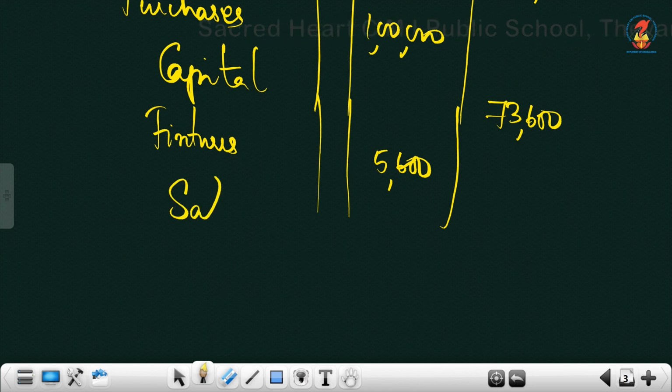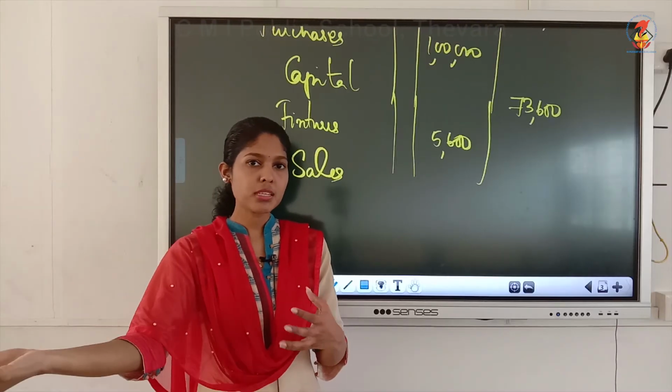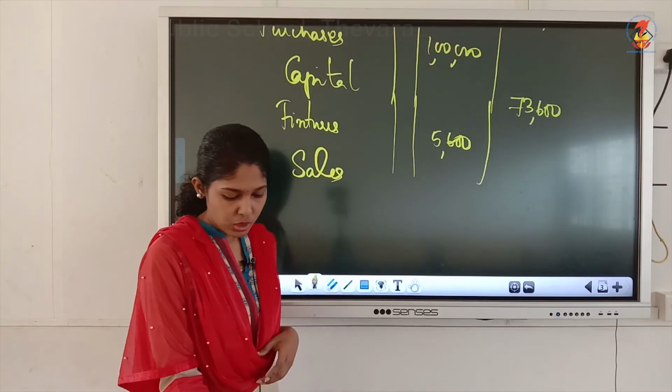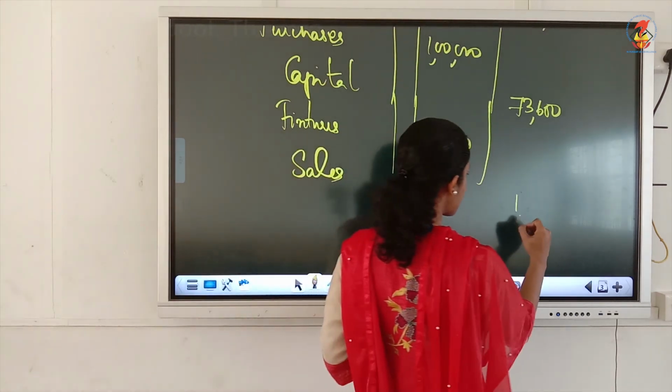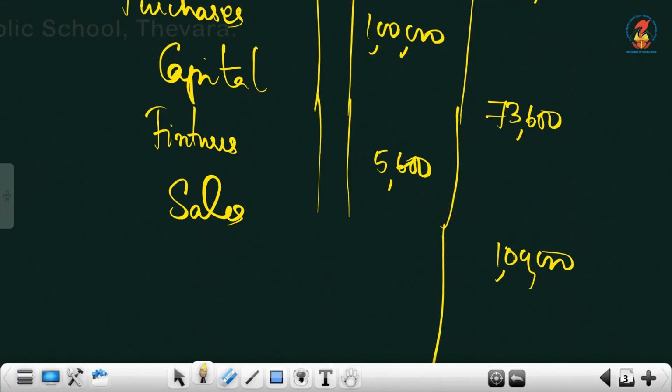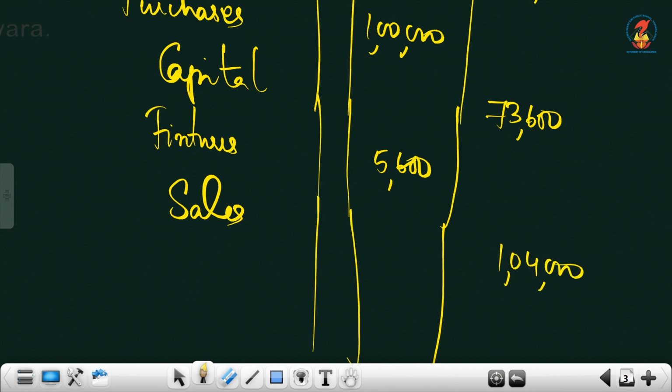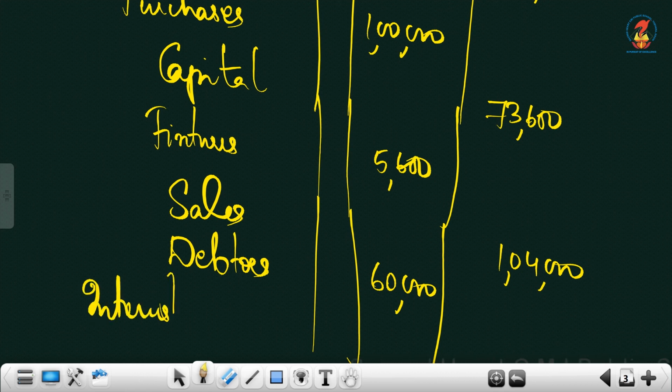Then sales. Purchases means expense. Selling goods means we are getting cash, it is an income for you. So, it will be having a credit balance, incomes having a credit balance. So, it is 1,04,000. Then we have debtors. Debtors will be having a debit balance of 60,000. Interest received, it is an income. So, it is having a credit balance, 2,600.